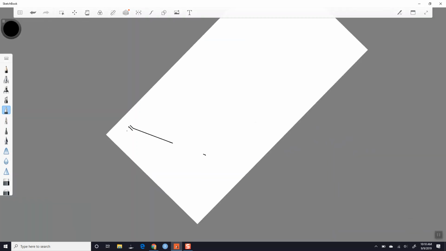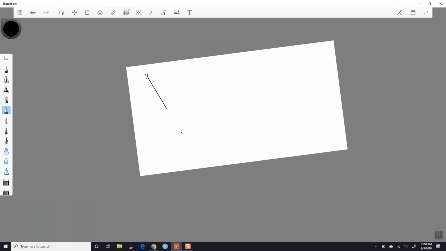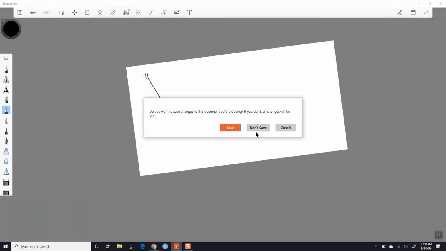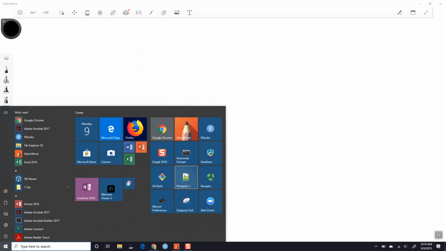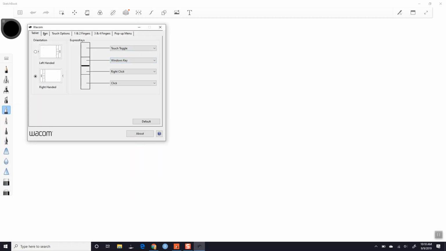Whoa, I did something. All right, let's forget this. Start a new paper. Okay. I know what's going on. It's my pen, it has this button that sometimes I accidentally touch.